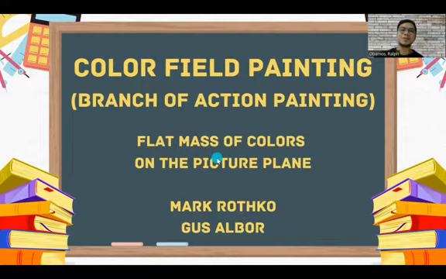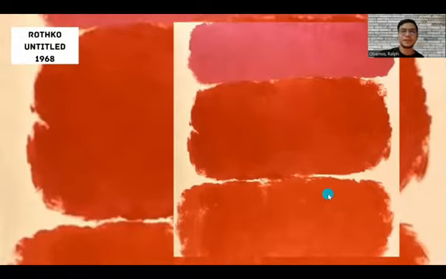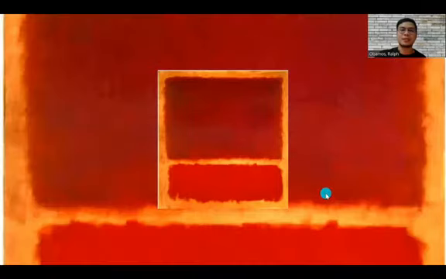And here are the samples of color field painting. So as you can see, it's quite simple.